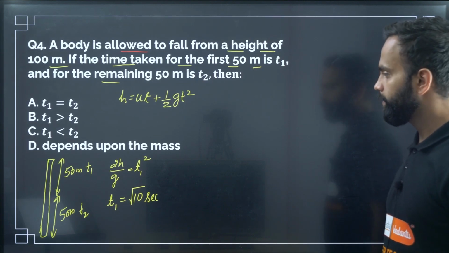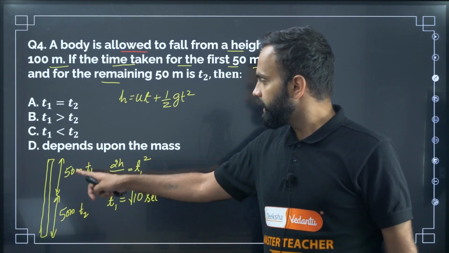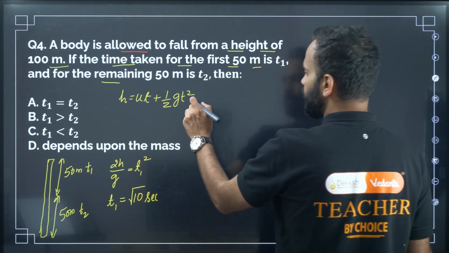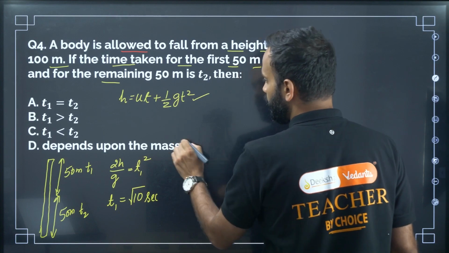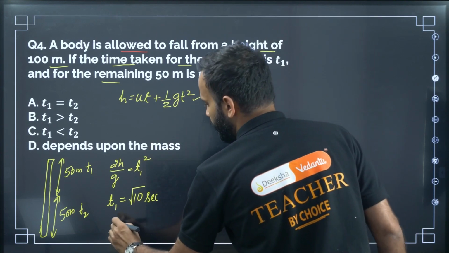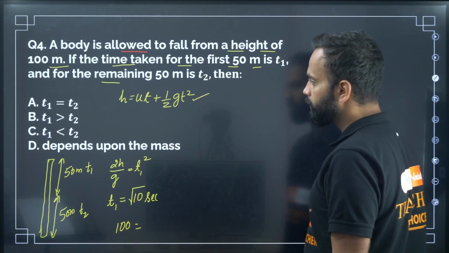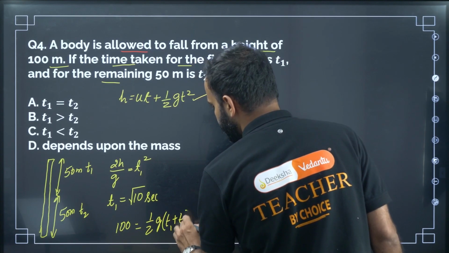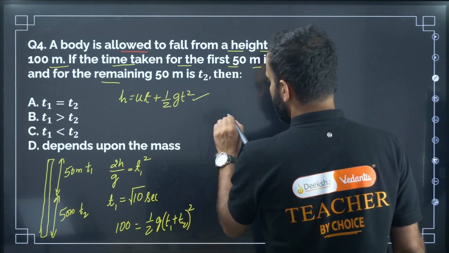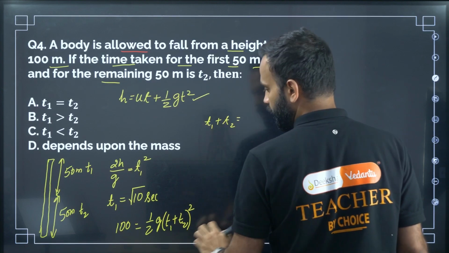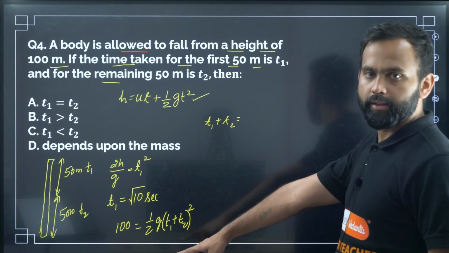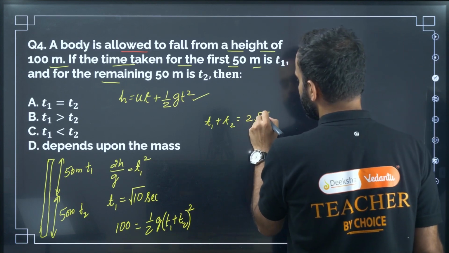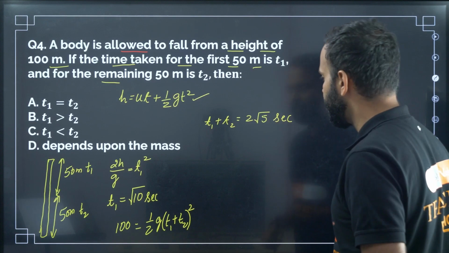So let us find t2, right? What is the total time taken by the body to cover 100 meter distance or 100 meter height? t1 plus t2, right? Again apply the second equation of motion. Here h equal to 100 meter, so 100 equal to initial velocity 0 into t plus half g into t1 plus t2 whole square. So t1 plus t2 is equal to root of 2 into 100, that is 200, 200 by g, that is 10, is 20. So root 20 is 2 into root 5 second.